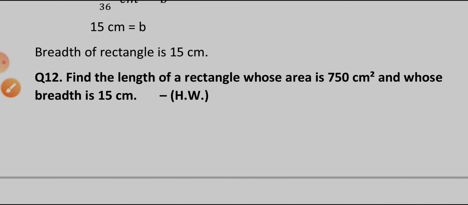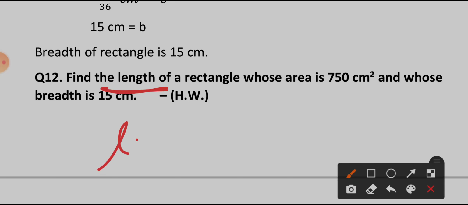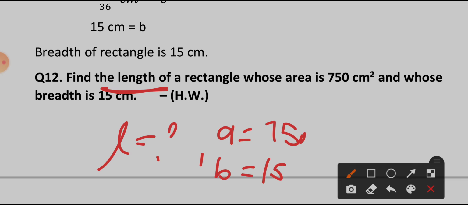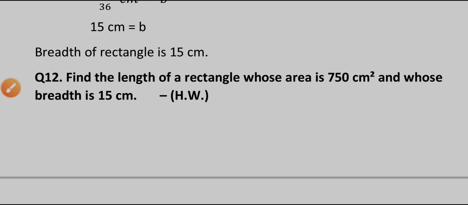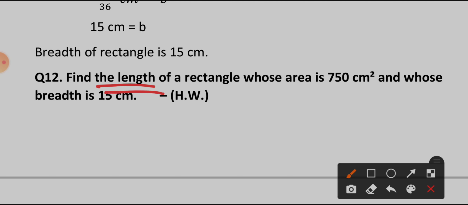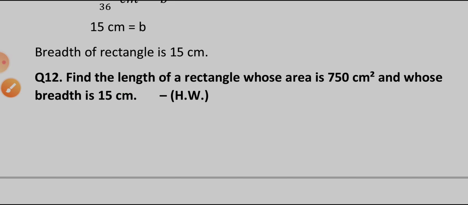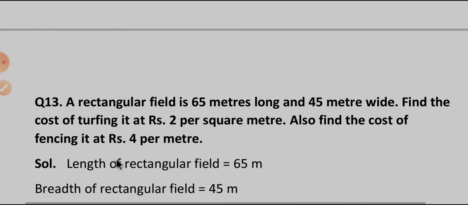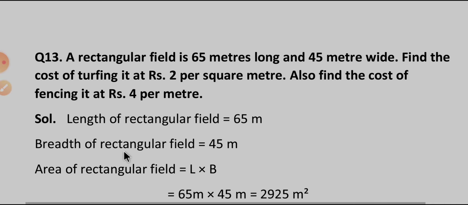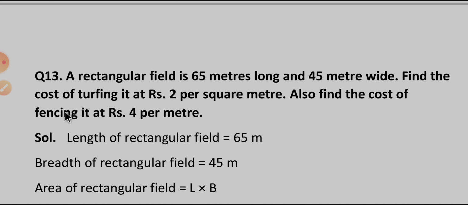Then question number 12. Find the length of a rectangle whose area is 750 centimeter square and whose breadth is 15 centimeter. Now what we have to find? Length we have to find. Area is given 750 and breadth is given 15. It's the same as question number 11, only in place of breadth we have to find length here. Like this you have to solve as question number 11, so you will get the answer for the length of the rectangle. Then see the last question of our chapter 11, that is question number 13.